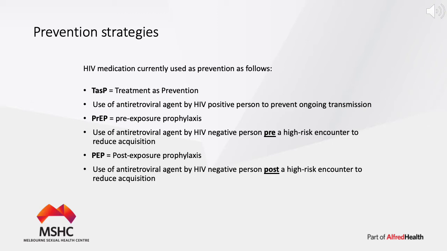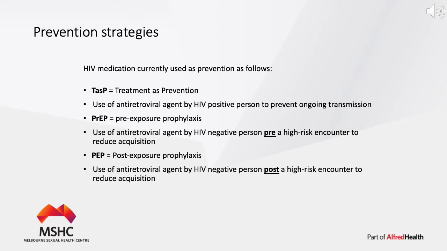Then you've got pre-exposure prophylaxis. So it's the same antiretrovirals that are used in the treatment of HIV. They're used by an HIV negative person before he actually places himself at risk of acquiring HIV. And this actually reduces the risk of acquisition of HIV. So this is a prevention strategy that a person takes before a high-risk exposure.